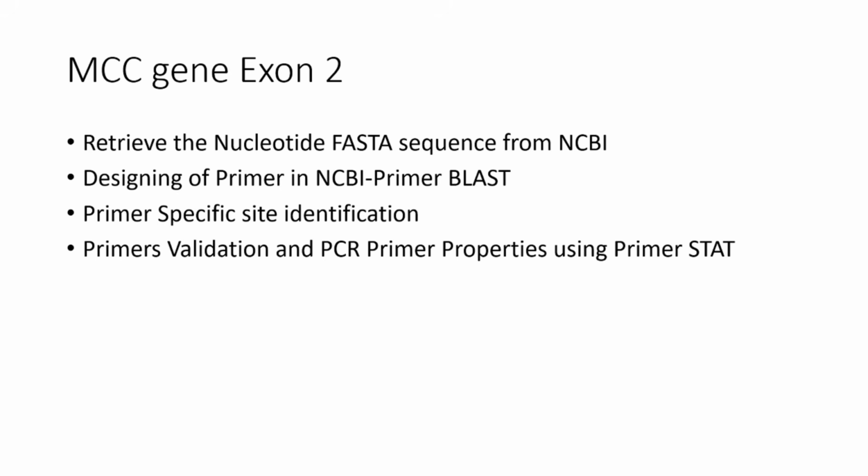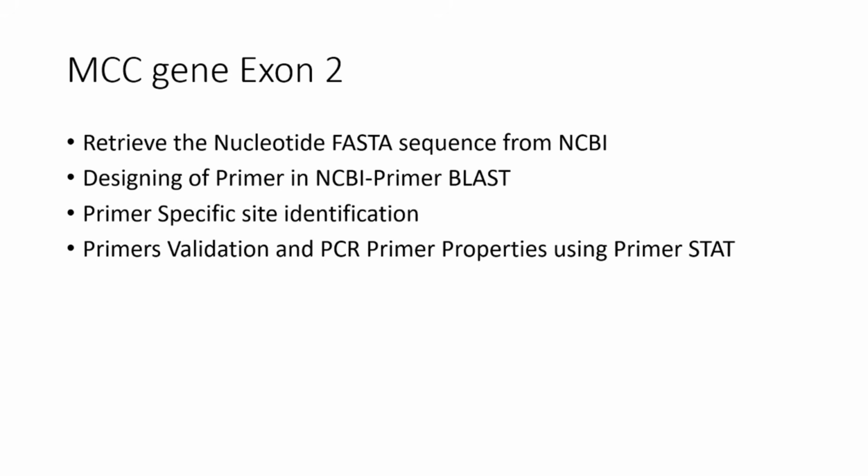Nowadays most researchers or research labs are using the ABI 3500 instrument, which is very commonly used for Sanger sequencing. So here what we will do is retrieve the nucleotide FASTA sequence from NCBI. My aim is that I want to cover the whole exon. Let me see what the length of the exon is.